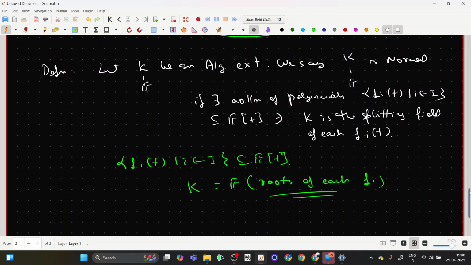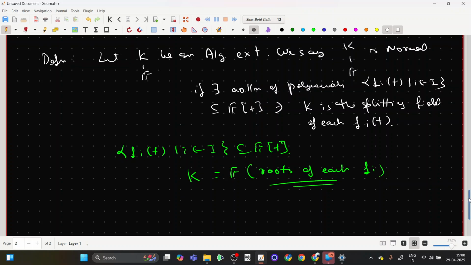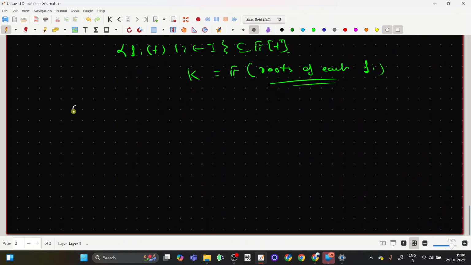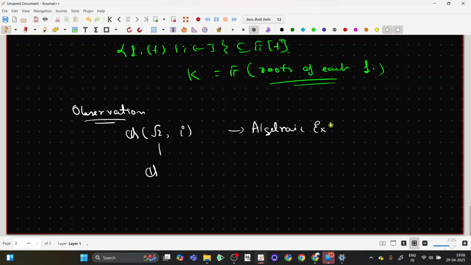So this is the definition of a normal extension, and this is an example of a normal extension which I just gave before. Q(root 2, i) is a normal extension because Q(root 2, i) is an algebraic extension over Q, and it actually is the splitting field of x square minus 2 and x square plus 1. Now observe the following, again a very simple and trivial observation. Suppose I talk about this extension itself, Q(root 2, i) over Q. Then as we all know, this is an algebraic extension, right?